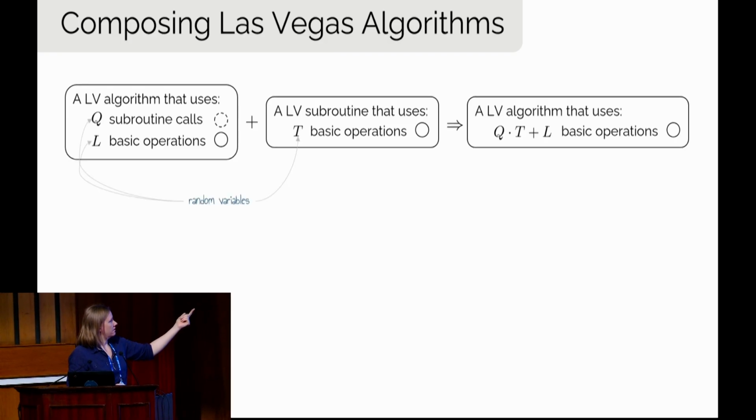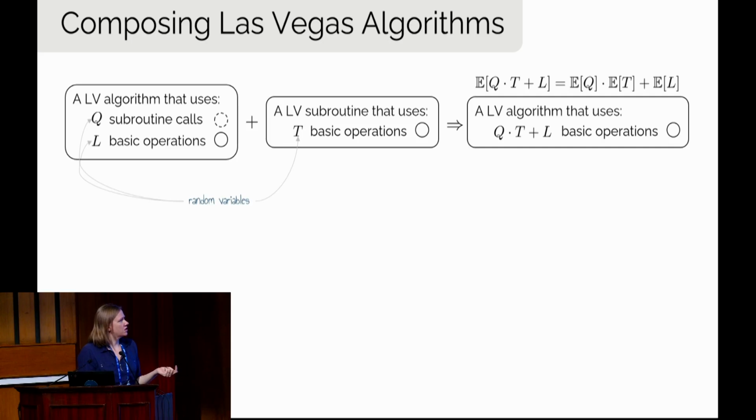And generally, these Q, L, and T will be random variables. And so the running time will be a function of them as shown here, Q times T plus L. And the expected value of this is given by this expression. And here we've used linearity of expectation and also the assumption that the number of subroutine calls is independent of the amount of steps the subroutine takes, which is a very reasonable assumption.